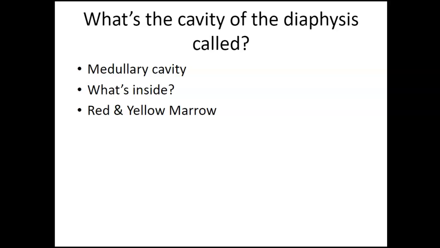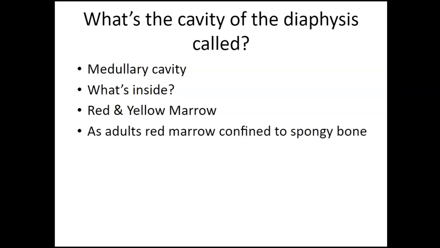What is marrow all about? Well, we're going to explore that a little bit more too. But we do know, or hopefully you know, that blood cell formation occurs in the marrow inside the bones. So as adults, all the red marrow you have is confined to the spongy bone.